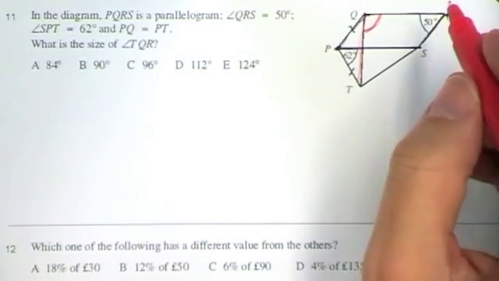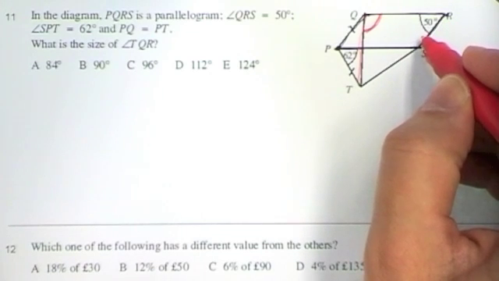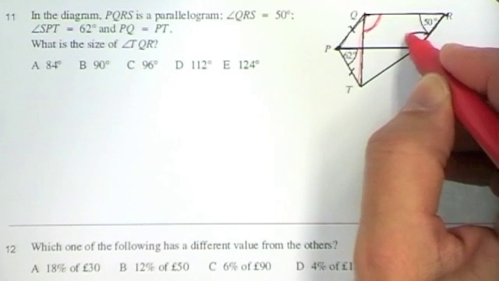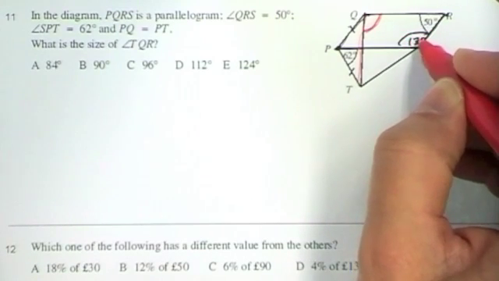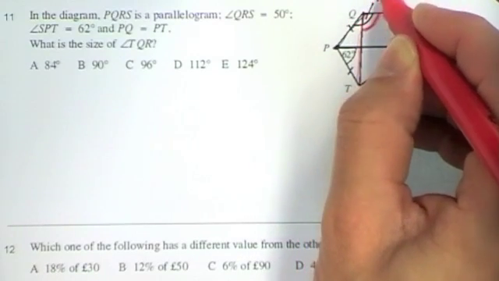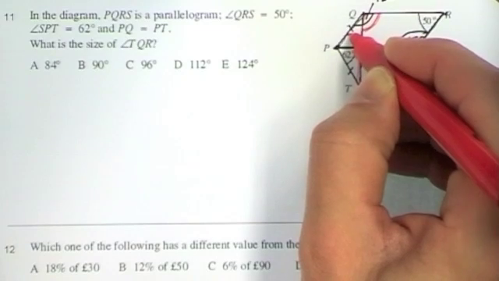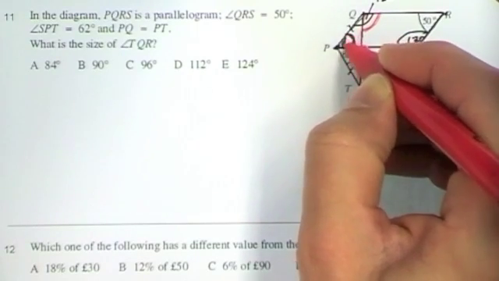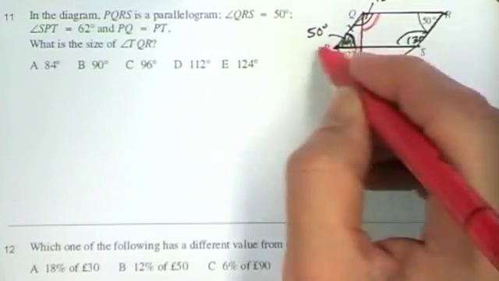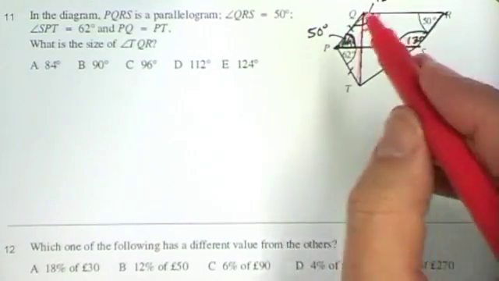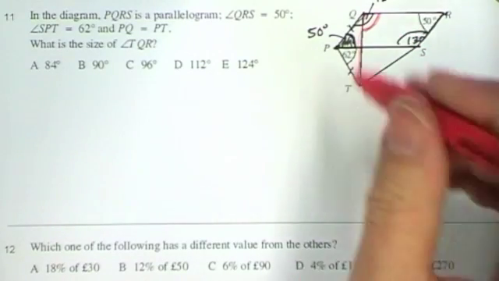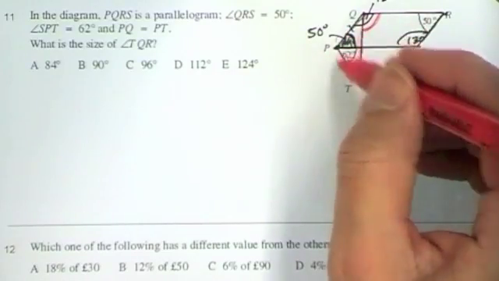If it's a parallelogram, with a parallelogram, adjacent angles add up to 180, so that angle is 130. That means this whole angle here is going to be 130. It also means this angle in here, that angle is 50, either because adjacent angles add up to 180, or in a parallelogram, opposite angles are the same. So if that's 50, I've now got an isosceles triangle here.